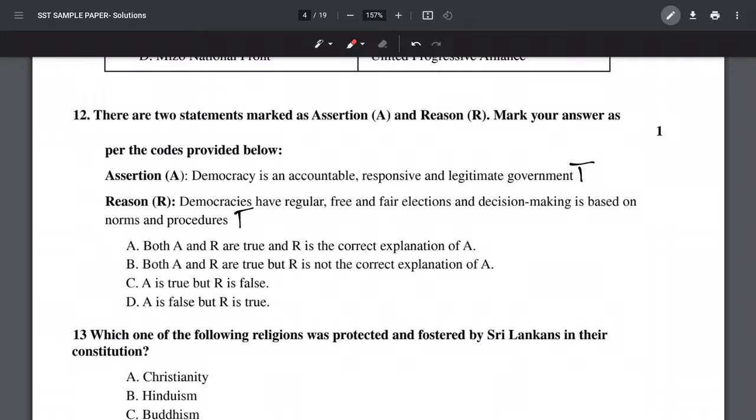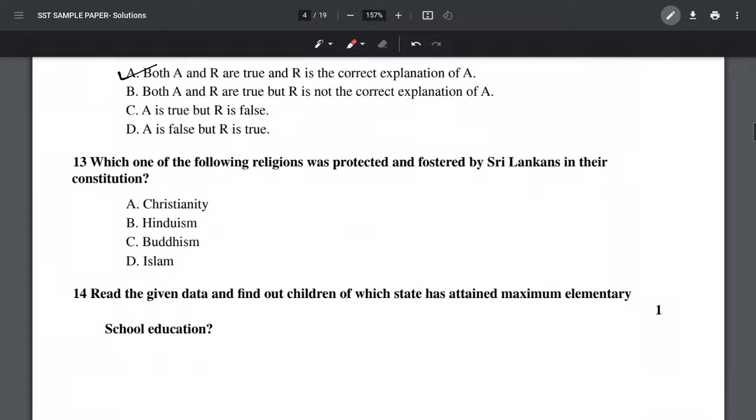Now we have to find out if R is the explanation. Democracy is having free and fair elections, decision making is based on proper regulations and rules, and that is why it is known as accountable, responsible, and legitimate, isn't it? So obviously the answer is A. They both are true and R is the correct explanation. Okay, next question. Which of the following religions was protected and fostered by Sri Lankans in their constitution? A straightforward question. In Sri Lanka, the majority religion protected and fostered in the constitution is Buddhism. Okay, direct answer.